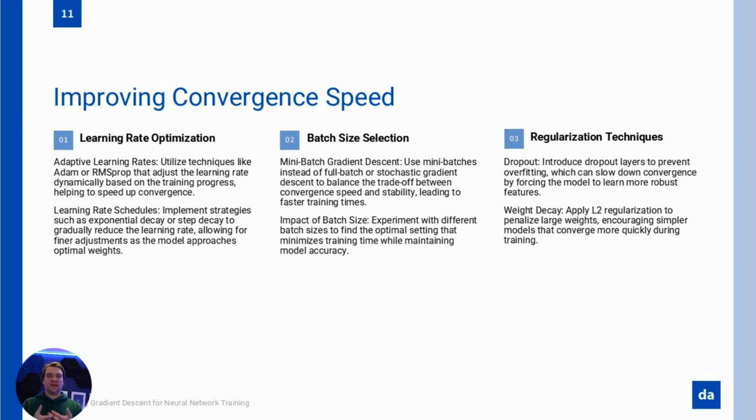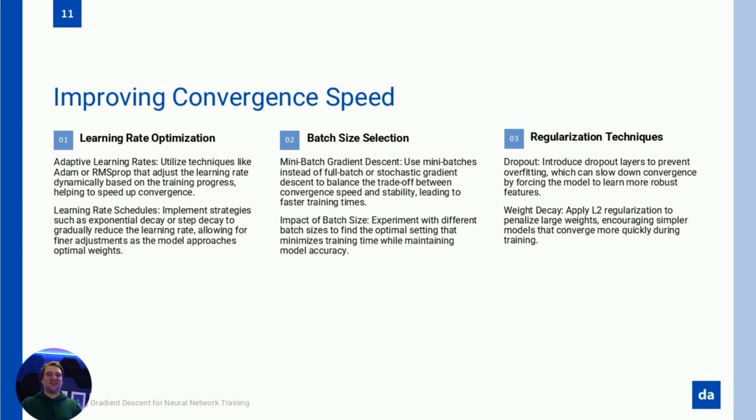For example, in NLP tasks like text classification, combining a well-tuned learning rate schedule with mini-batch training can cut training time in half while still delivering high accuracy. And by adding dropout layers, you can prevent the model from getting bogged down by irrelevant noise in the data.